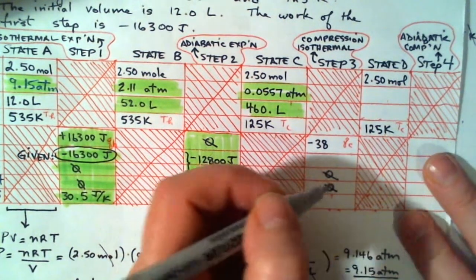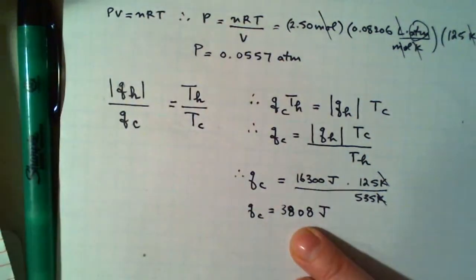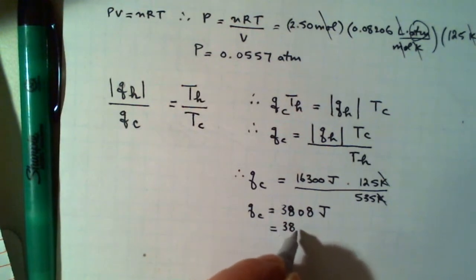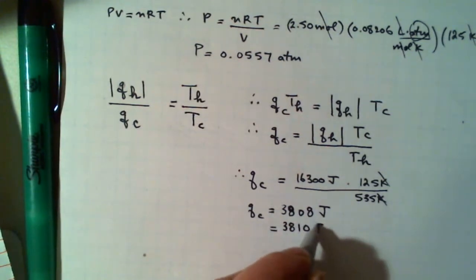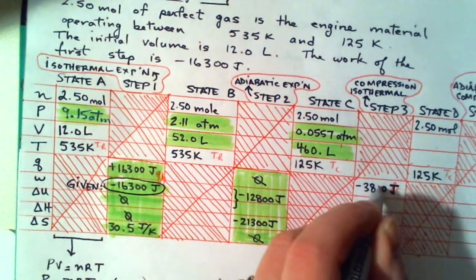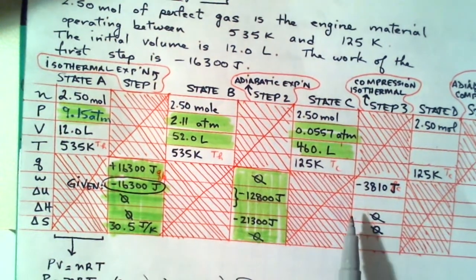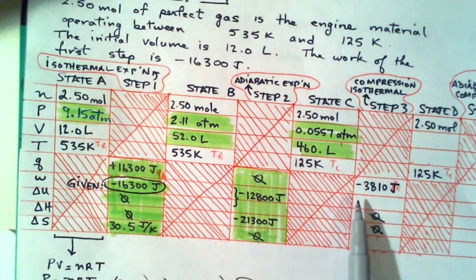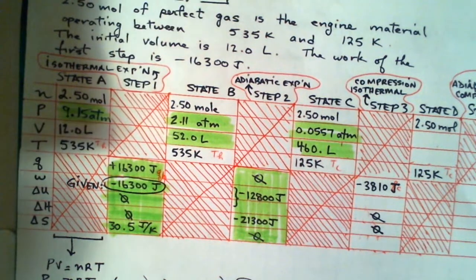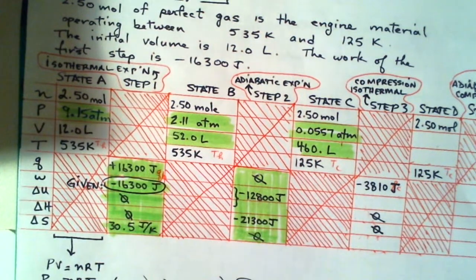So this is a minus 3808, but that gives me 4 sig figs. So really, this should be 3810 joules. Okay, so there's Q. It is equal and opposite, the Q and the W. That's what they are. Okay, so that should be, I'm just checking my master copy here.